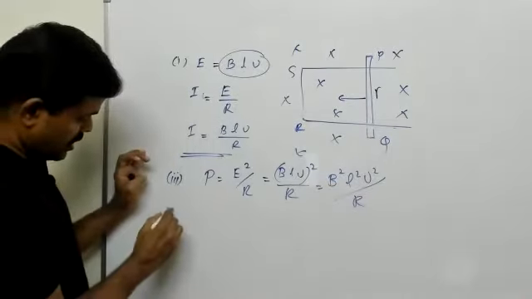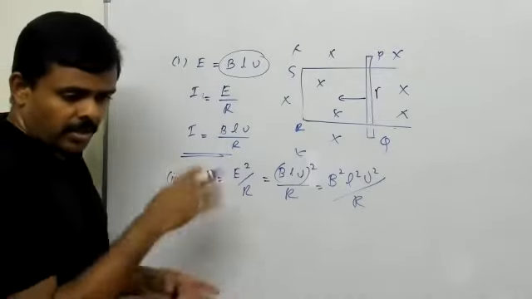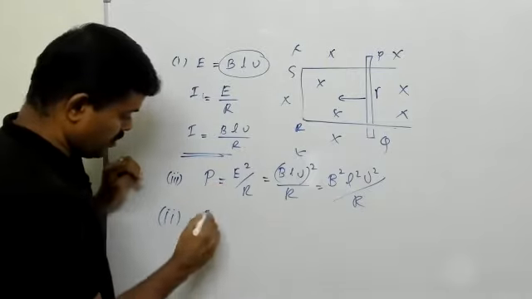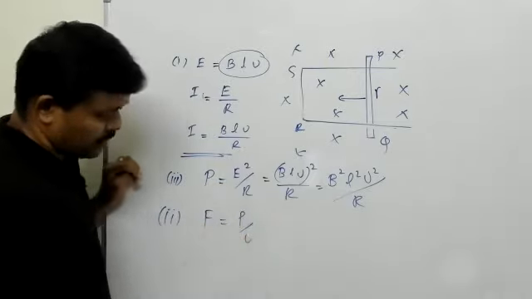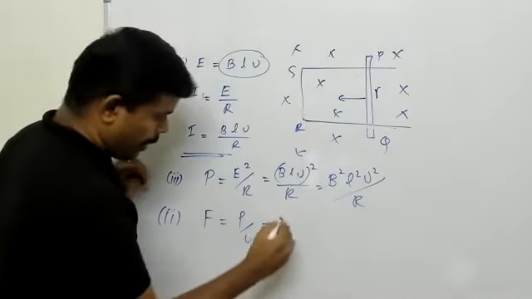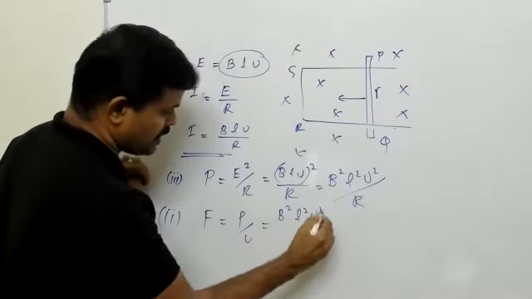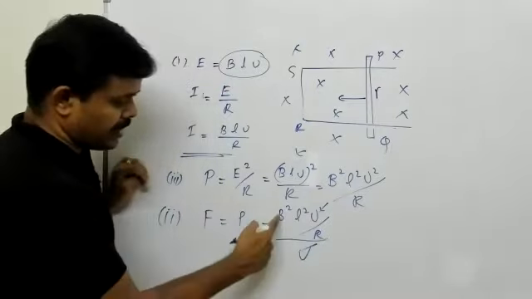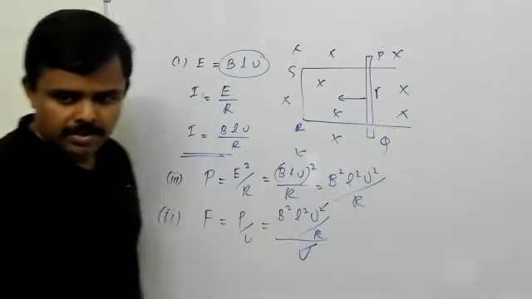So second question now. They are given in the wrong order. You have to find power first. Then only you can find force. So what is force then? Force is power by velocity. Power is B square, L square, V square by R by V. V and V are cut. So you get B square, L square, V by R. Did you understand?